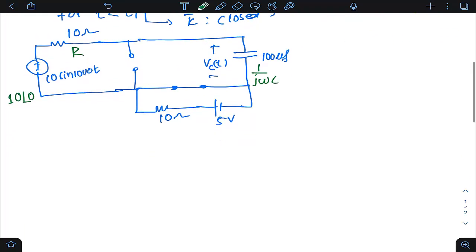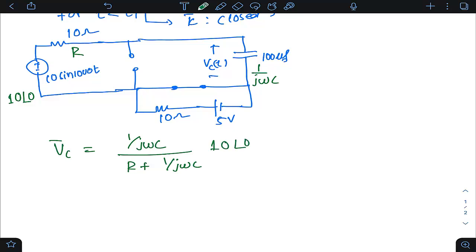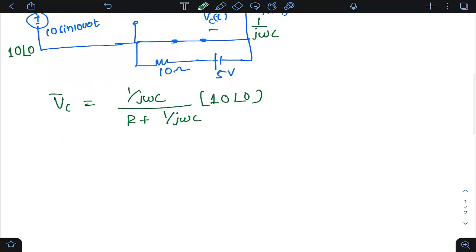So if I write VC in phasor notation, it is 1 by j omega c divided by R plus 1 by j omega c, multiplied by the source voltage, which is 10 at an angle of 0, the phasor notation of the source. Now multiply j omega c in both numerator and denominator, and you get 1 by 1 plus j omega RC, and this is 10 at an angle of 0.